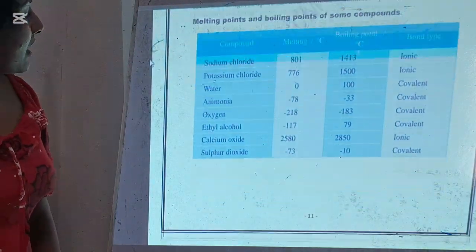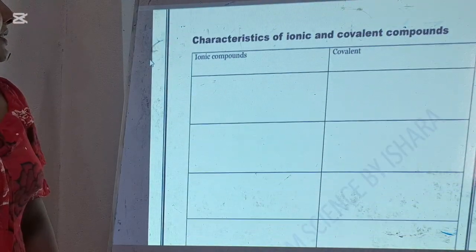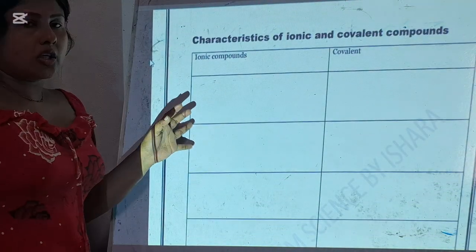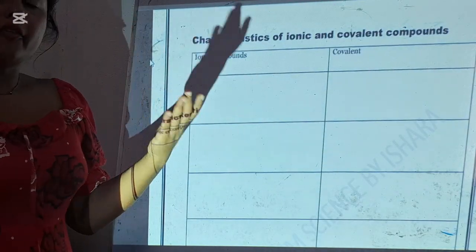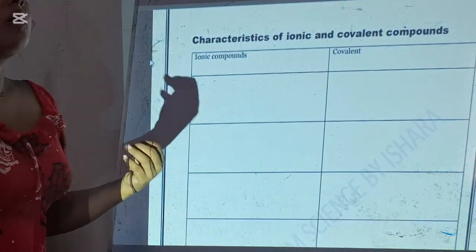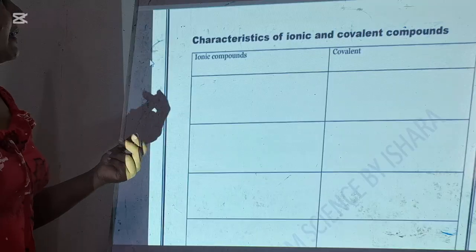Then the next part, the last part of the lesson, is differentiation of characteristics of ionic and covalent compounds.